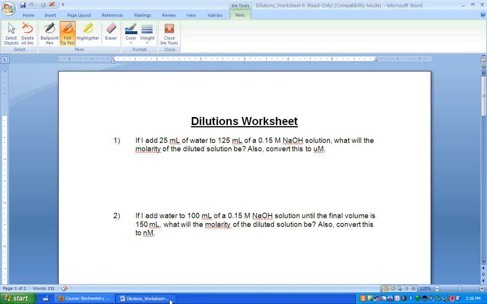This is an example of how you can use the mole calculation to find some concentrations. So here you have 0.15 molarity of sodium hydroxide. That's the concentration of the solution, and the volume that you have is 125 milliliter. In this problem, you're adding 25 milliliter of water, therefore changing the volume to 150 milliliter. So now you have a more diluted solution, but you want to find the exact concentration of that solution.